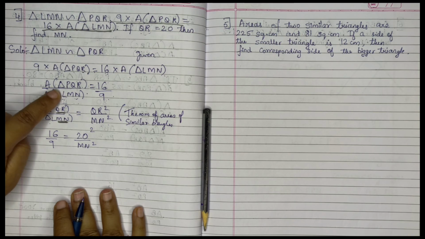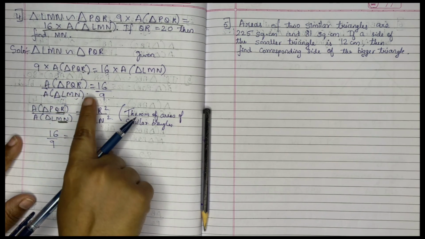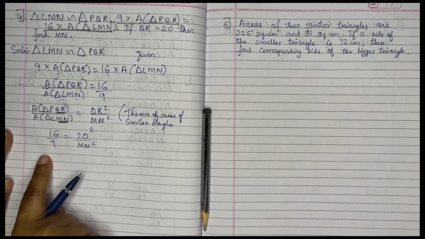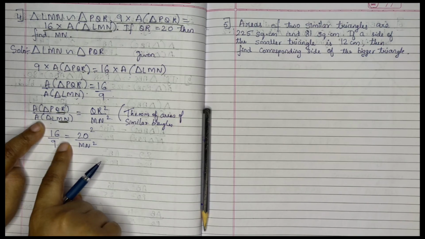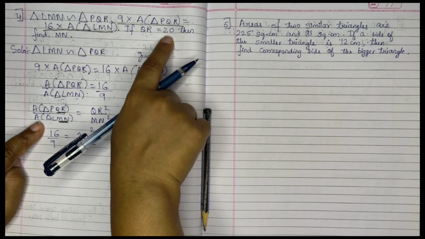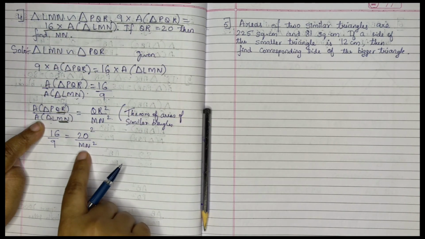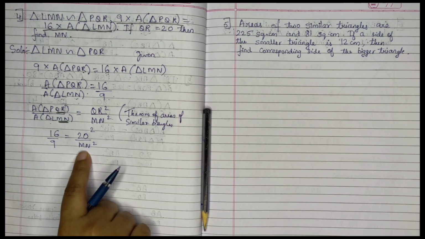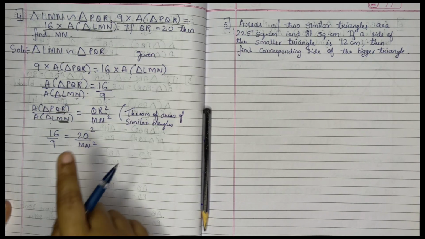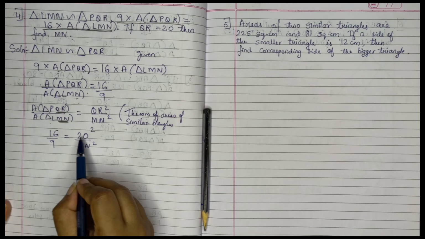Okay, see this, PQR upon LMN is equal to 16 upon 9. So write 16 upon 9 in this place is equal to QR. QR is given 20 and we have to find MN. MN is not given, what we have to find, so keep it as it is. Okay, now what you will do is we will cross multiply.